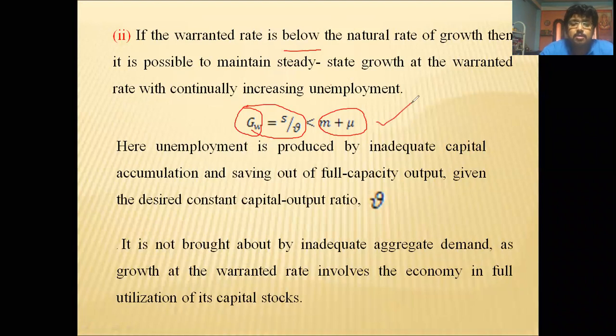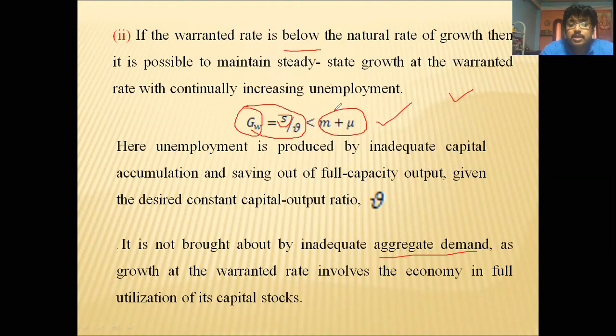Unemployment is there. So here the unemployment is not because of aggregate demand. You should remember this. Here the unemployment is not because of aggregate demand. It is because of less savings, because the warranted rate of growth is less than the natural rate of growth.